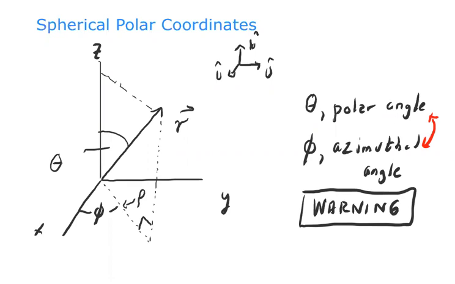Okay, so what's the task at hand? The task is to realize now that my position vector r depends upon three coordinates: r, theta, and phi.